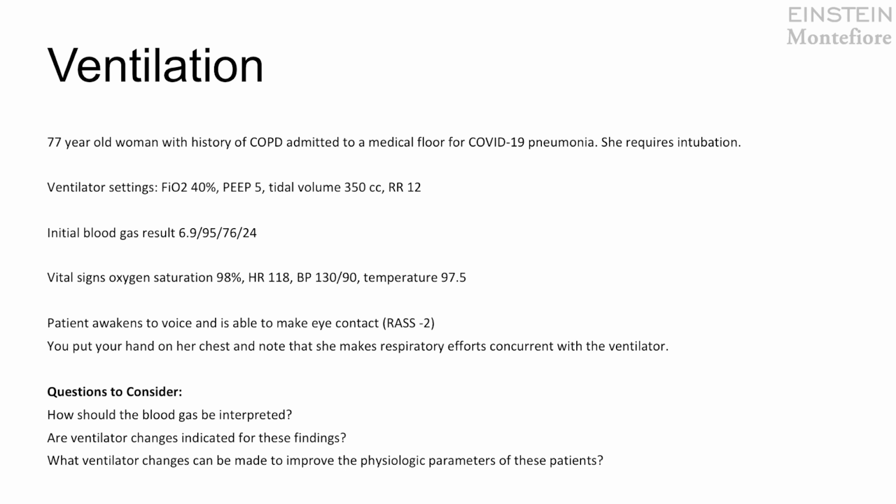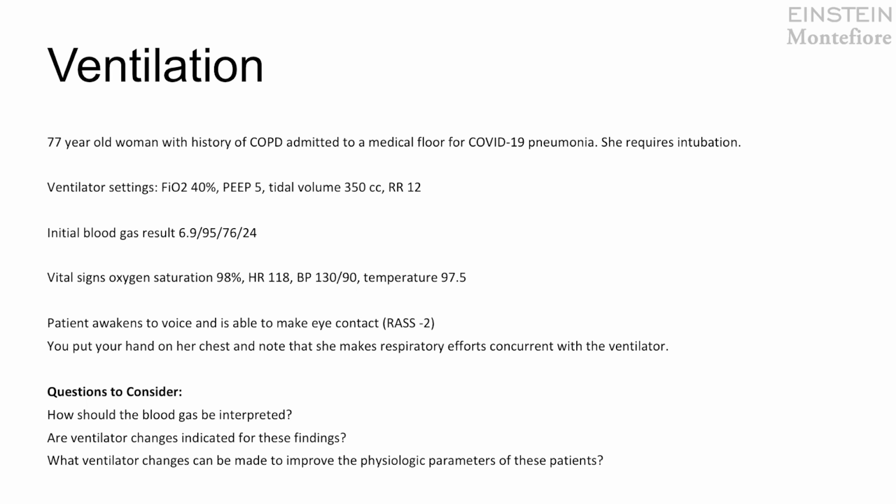rate of 12. You get an arterial blood gas, the results of which are a pH of 6.9, a PCO2 of 95, a PO2 of 76, and a bicarbonate of 24. Her vital signs are a saturation 98%, heart rate 118, blood pressure 130/90, temperature 97.5. She awakens to voice and is able to make eye contact. You put your hand on her chest and note that she seems to be synchronous with the ventilator.